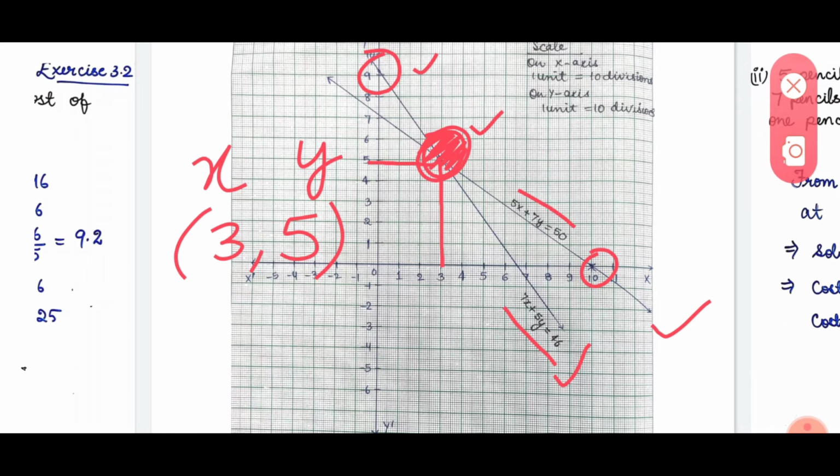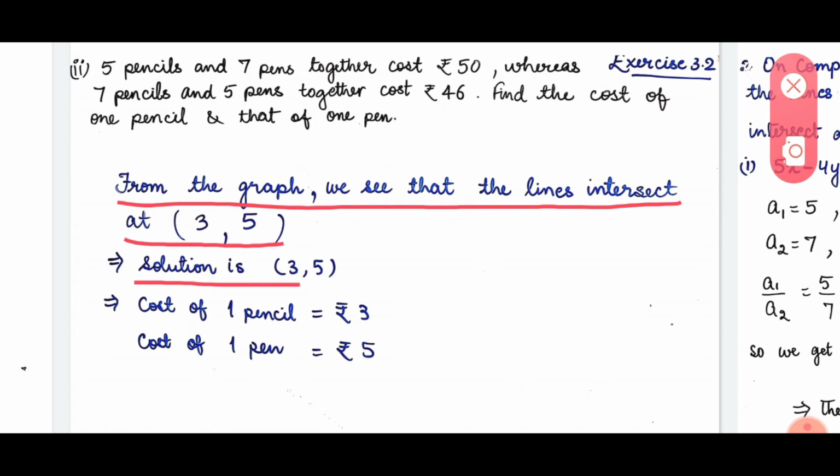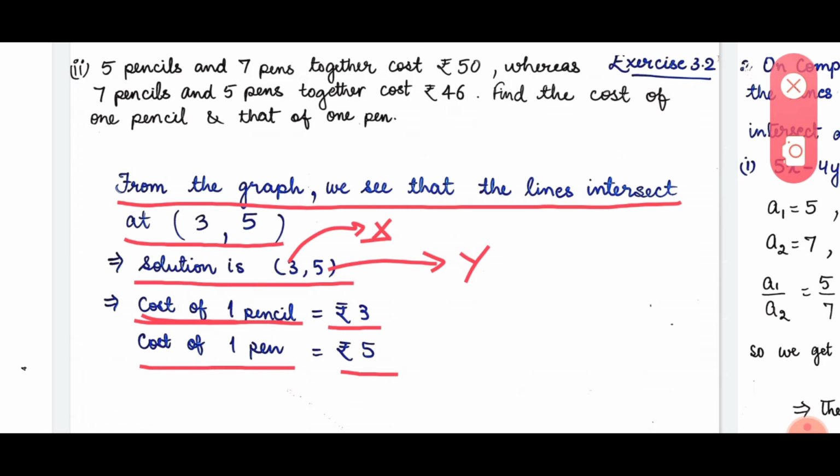Now let us see the conclusion of the question. The conclusion is, from the graph we see that the lines intersect at 3, 5. So the solution is 3, 5. Here the value of x will be 3 and the value of y will be 5. Now according to our assumption, x is the cost of one pencil, right? So the cost of one pencil will be rupees 3 and the cost of one pen is rupees 5. So this is your answer to this problem.